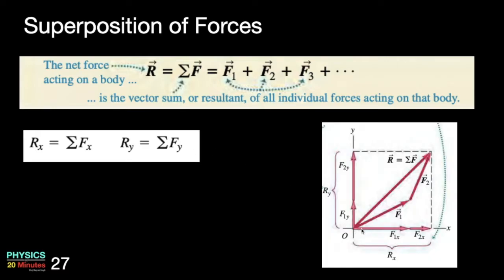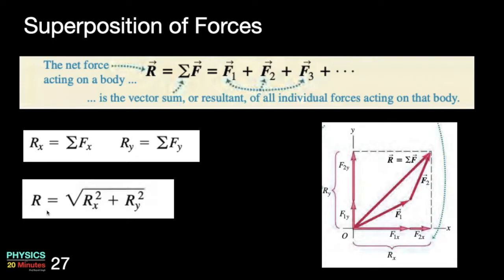If this is my vector F1, then its x component is F1x. If this is my vector F2, then the x component is F2x. So the sum total of these two components, F1x and F2x, will give me the x component of the resultant vector R. Similarly, F1y and F2y, which are the y components of F1 and F2, will add up to give me Ry, which is the y component of vector R. The magnitude of the resultant vector R is given by the root of Rx square plus Ry square.